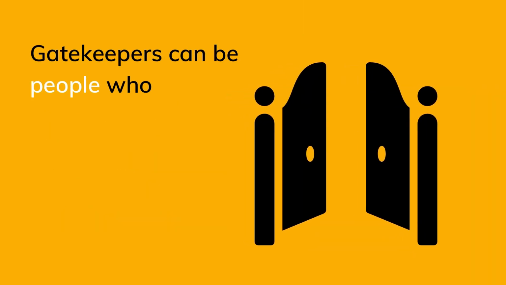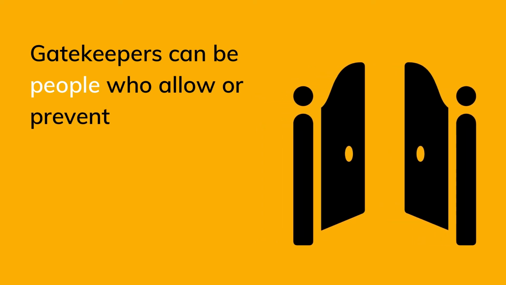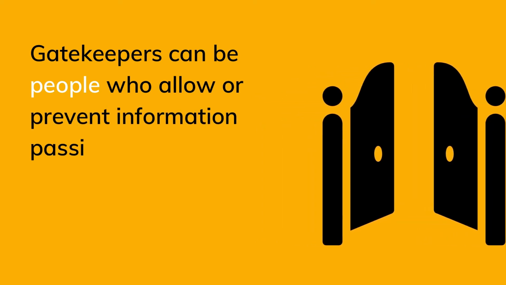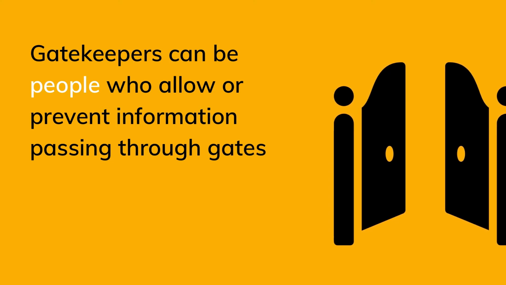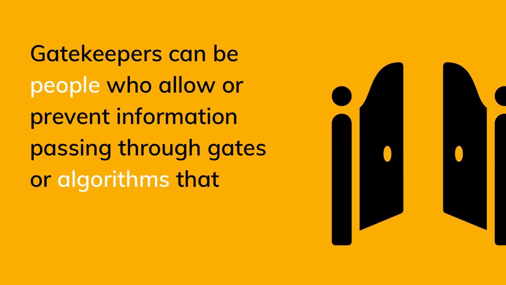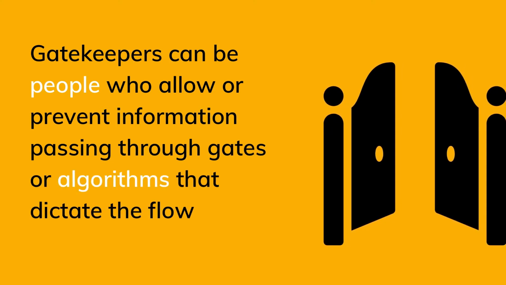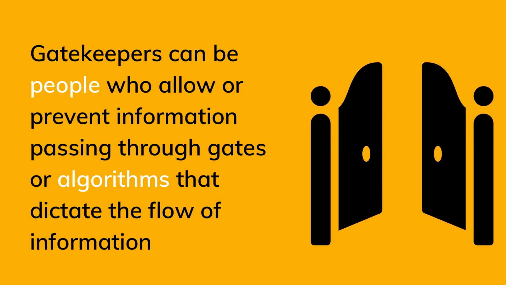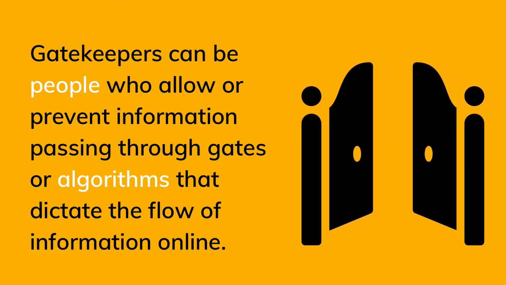Gatekeepers can be people or decision makers who allow or prevent information from becoming news. And these days, they could also be algorithms that allow certain information to become news and other information to be ignored.